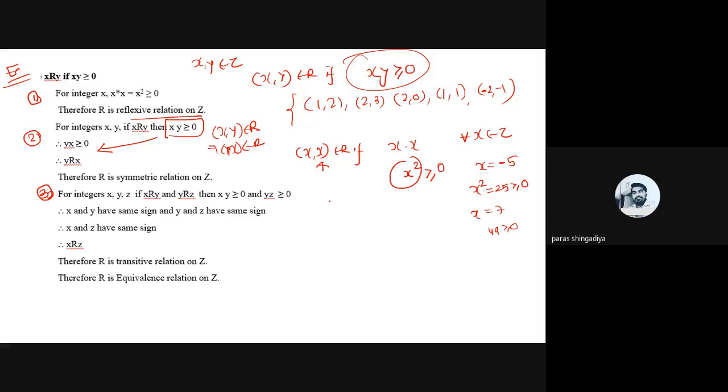For example, 2 into let us take 5. Okay, 2 into 5 is equal to 10, 10 is greater than or equal to 0. ठीक है, now interchange that, 5 into 2 is also 10, and that is also greater than or equal to 0.